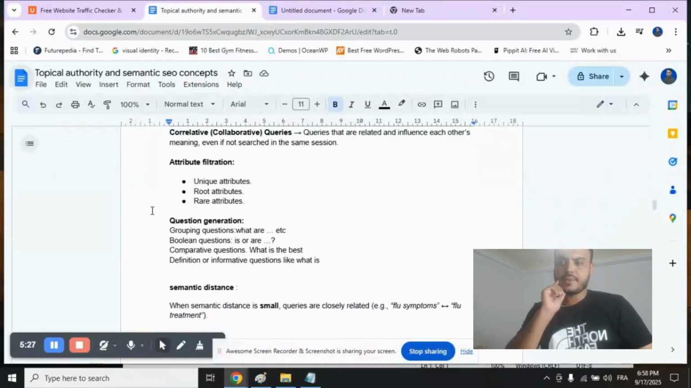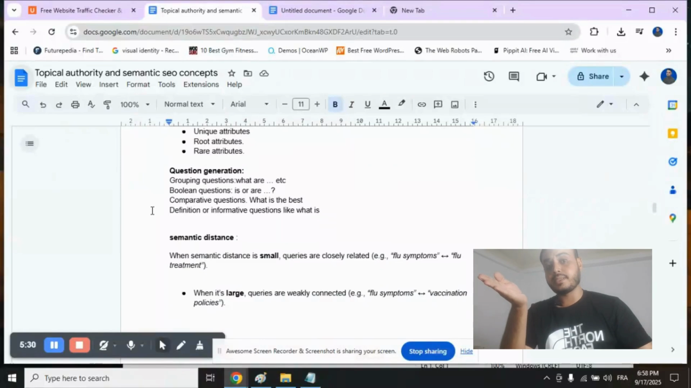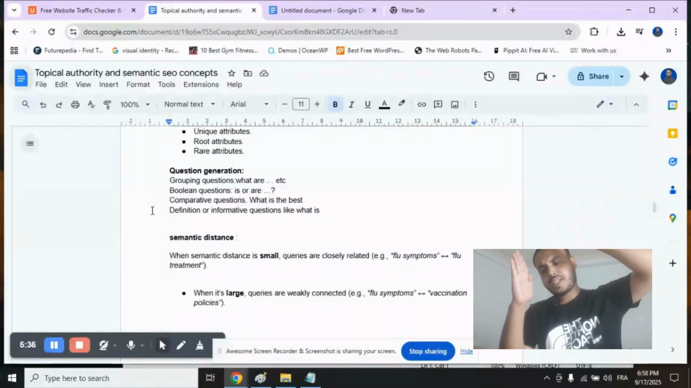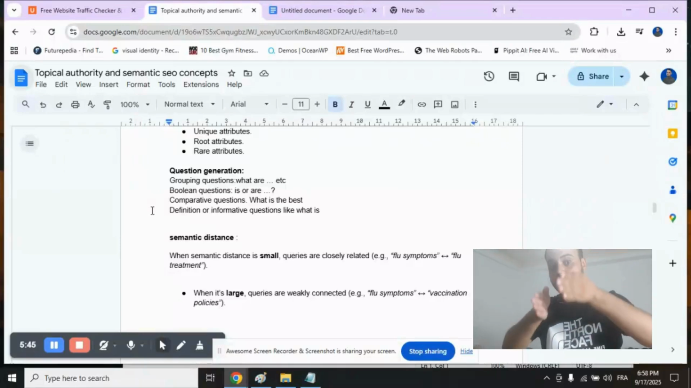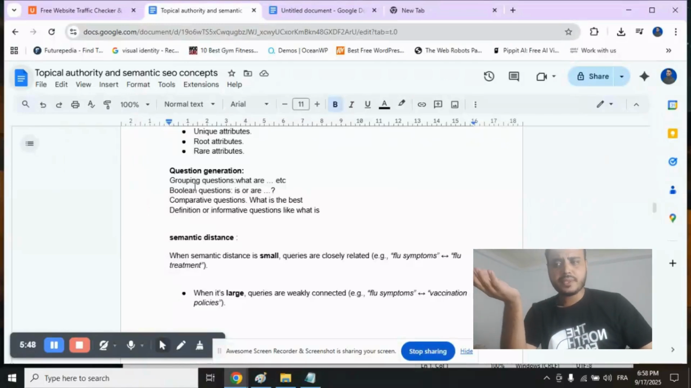Guys, there is something very, very important with question generation, which is how you build your document, how you classify all the entities and attributes and contextualization of the questions, which lead to one vector, one meaning, one topic. And we use different types of questions like grouping questions, Boolean questions, comparative questions, definitional questions, or informational questions.